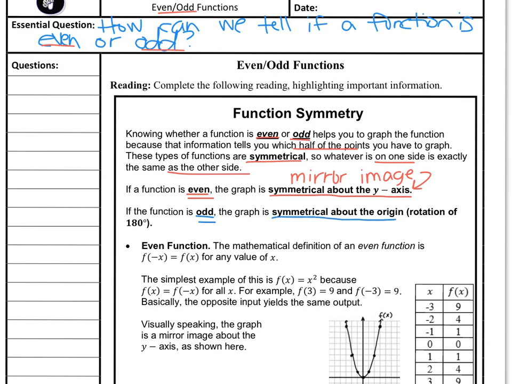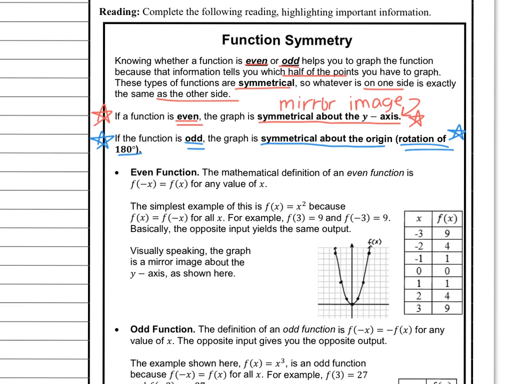Symmetrical about the origin is the same thing as a rotation of 180 degrees. So these are some big key ideas here. You want to star these two. Even is symmetrical about the y-axis, and odd is symmetrical about the origin, or a rotation of 180 degrees. Let's keep on reading here.